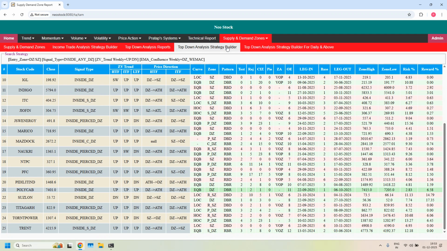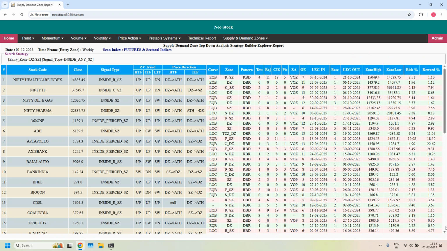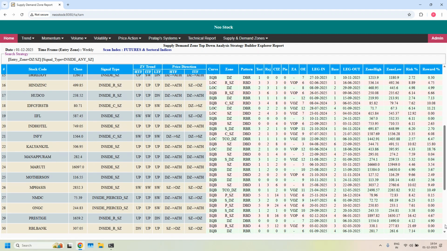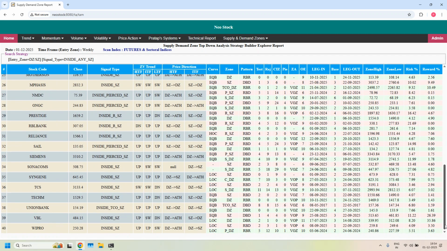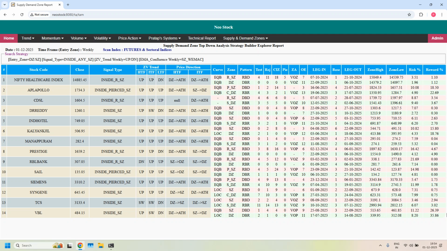Okay, next, price closed inside the weekly supply zone. First 15 stocks in the list. Scrolling the list down. 40 stocks are filtered. Further, we will filter this list based on weekly supply zone having weekly EMA confluence. At the same time, trend on the weekly should not be sideways. It can be up or down trend. So we got 14 stocks.